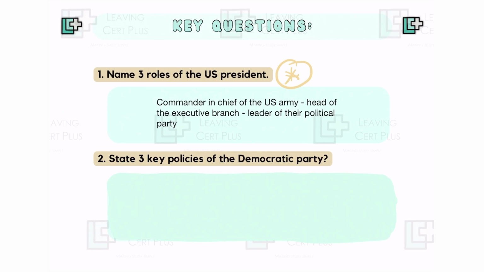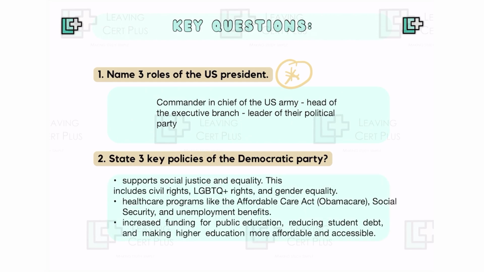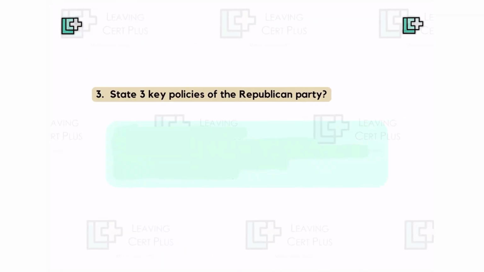Speaking of parties, let's look at 3 key policies of the Democratic Party. Can you remember any of their policies? Well, they support social justice and equality. This includes civil rights, LGBTQ plus rights, and gender equality. They are very big on healthcare programs like Obamacare, affordable healthcare, social security, and unemployment benefits. And finally, they're big on increased funding for public education, reducing student debt, and making higher education more affordable and accessible.